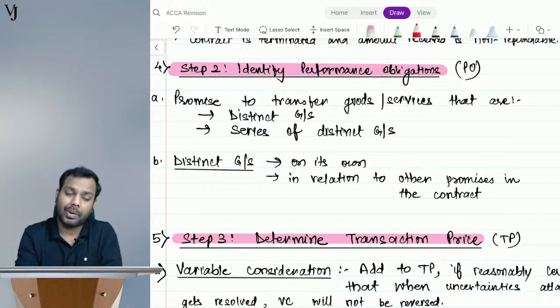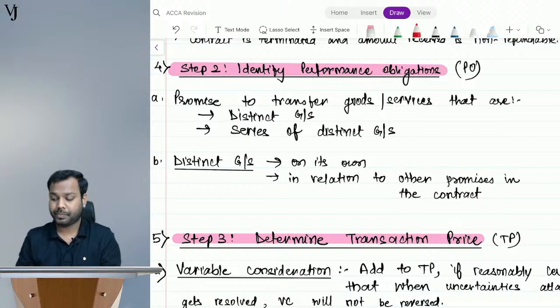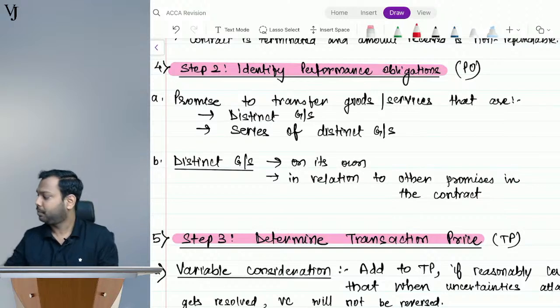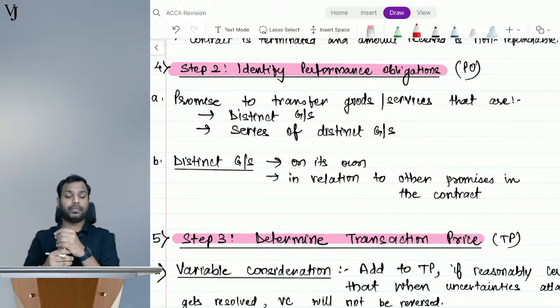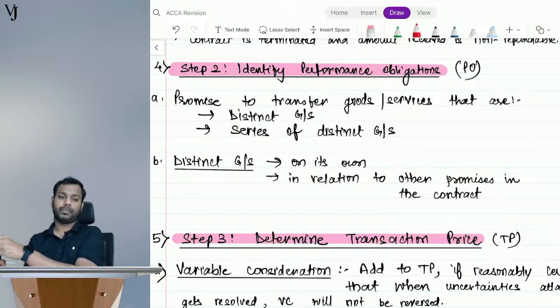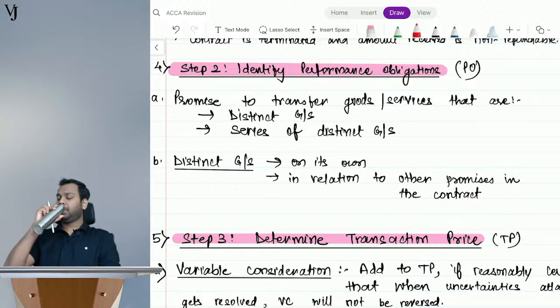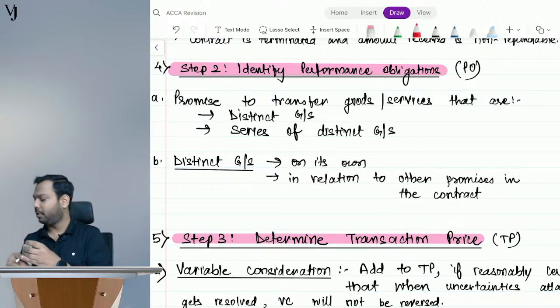Is it clear? Step 2 is clear to everyone? Tell me. Come on, guys, please confirm. Wonderful.